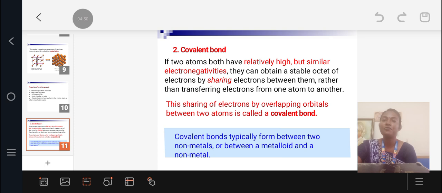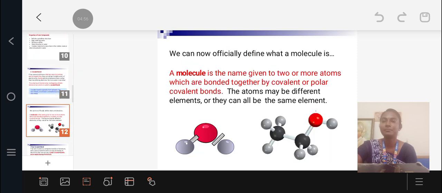Covalent bonds typically form between two nonmetals or between a metalloid and a nonmetal. A molecule is the name given to two or more atoms which are bonded together by covalent or polar covalent bonds. The atoms may be different elements or they can all be the same element.